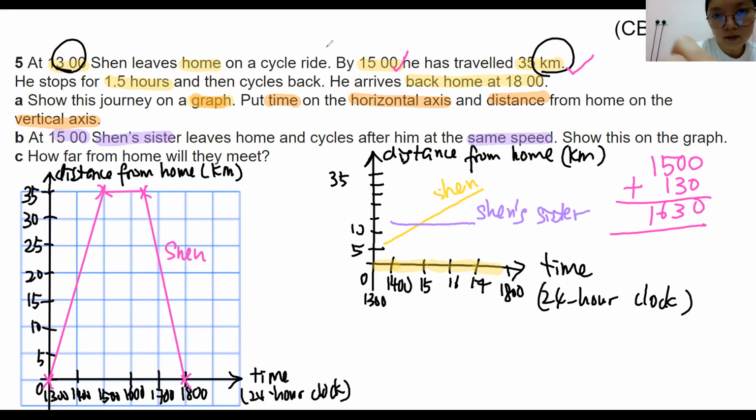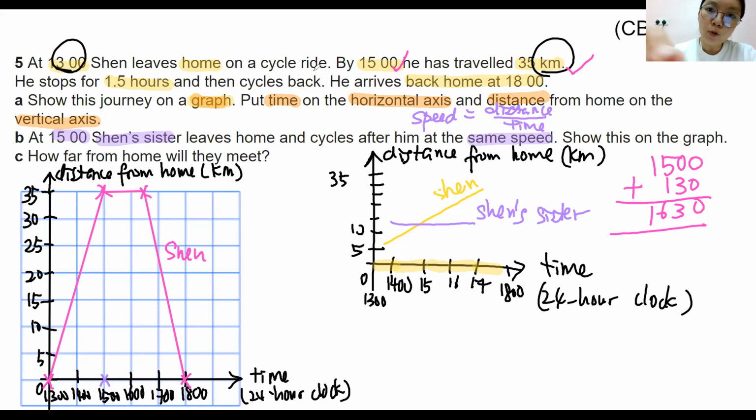Next, Shen's sister. I don't have much info on Shen's sister. I only know that she left home at 1500. That is the point. She left home, starting from 0 home. And then she cycles at the same speed. So there's no speed here. What should I do? To pull back some common sense, learn from science, speed represents distance over the time, right? Which is the steepness here.